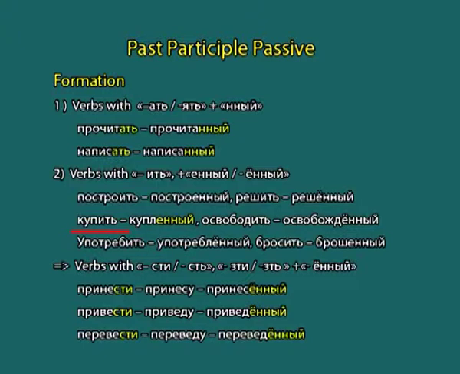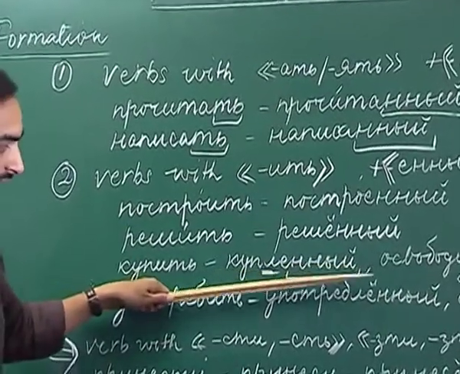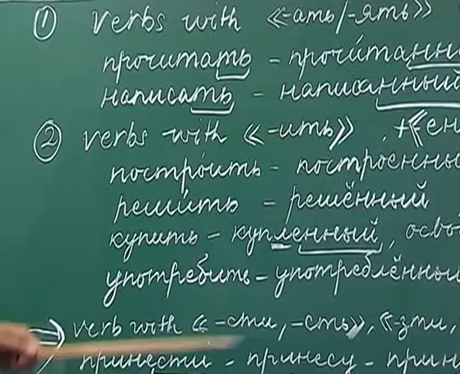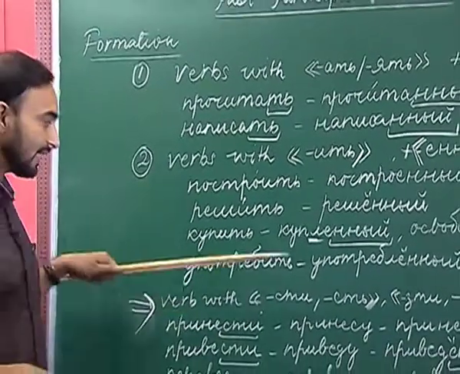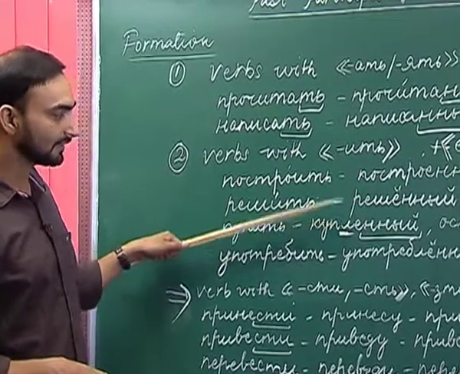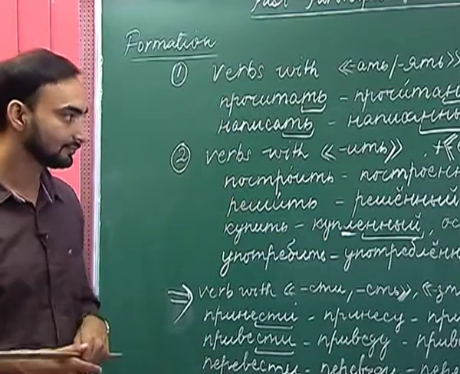Next is kupit, kupit, kuplinni. So here we are using yenni with an additional consonant l. If you remember the conjugation of kupit, ya kupliu. So, with ya we always use this additional consonant l, which is carried forward in the past participle passive.